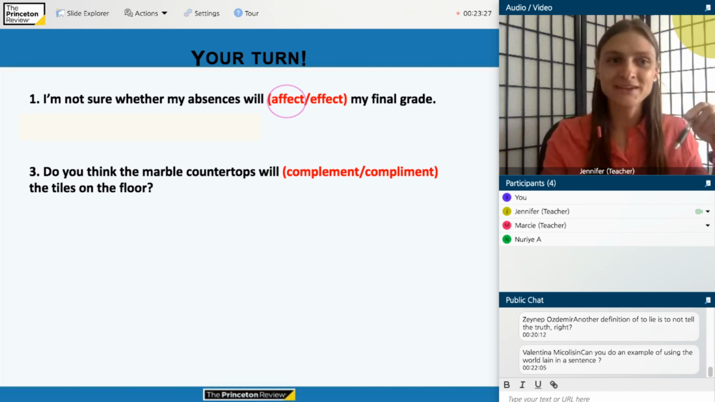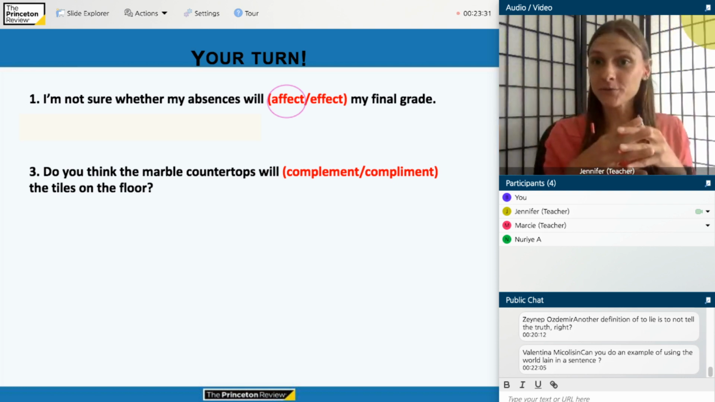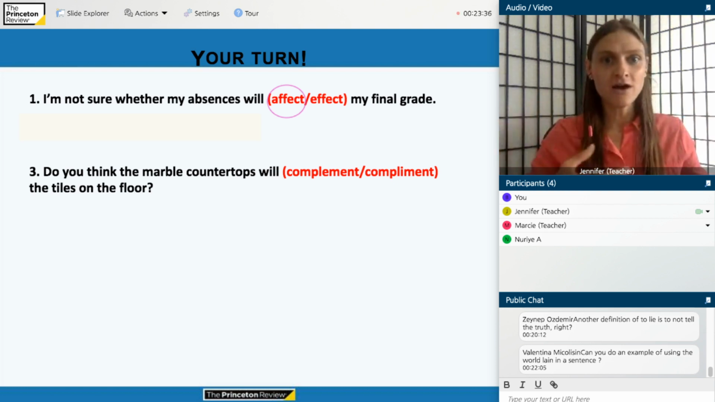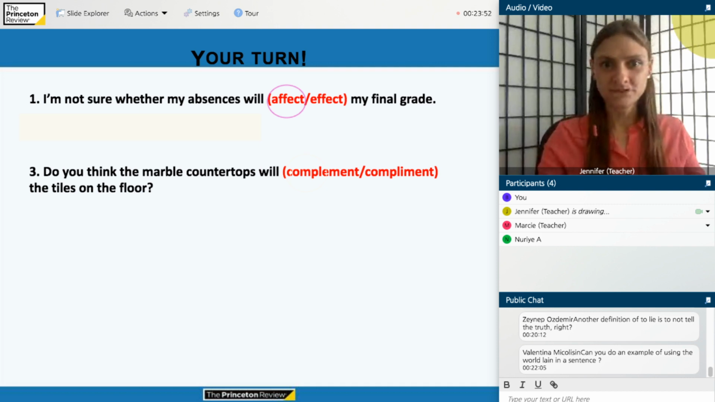So there's one. Also, complement means to go together, to complete it. So if you're thinking about designing your kitchen, are the floor and the countertops going to match and go together? For that, we want to go with complement, for complete. So we're looking for the one with the E in it, which is our first one here. All right.